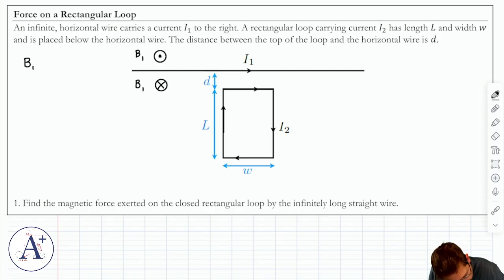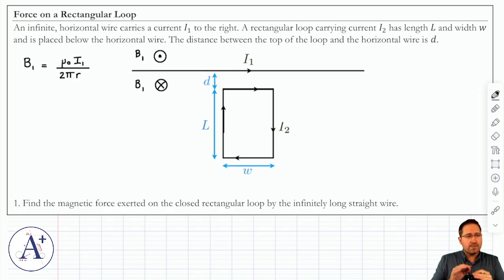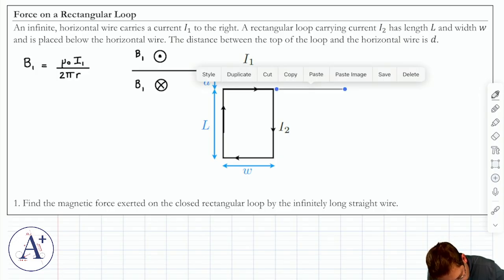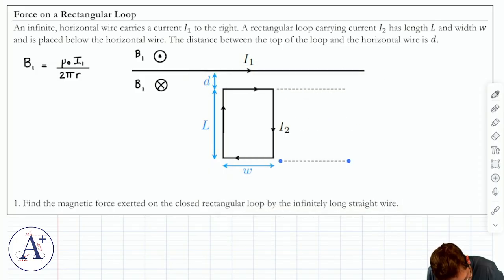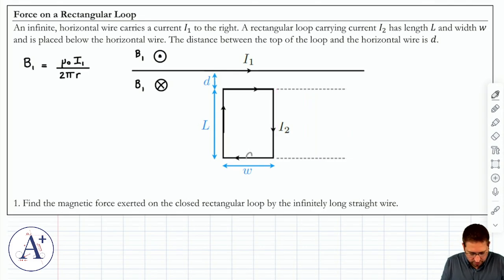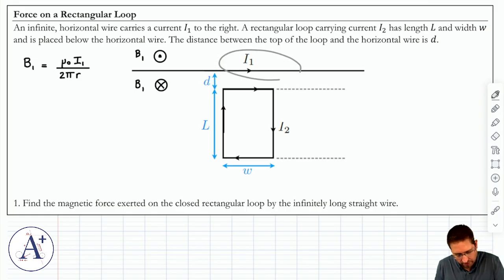We're also going to accept that B1 is going to be given by mu naught I1 over 2 pi r. Very soon we'll know how to derive that with Ampere's law, but for now we're just going to accept it. R, by the way, is the distance from the wire. If you gave me this on midterm 2, I would know all of this, and this is what I would start doing immediately. What it means is that there's a magnetic field at the location of the top wire that's different from the magnetic field at the location of the bottom wire because the bottom wire is further away from I1.